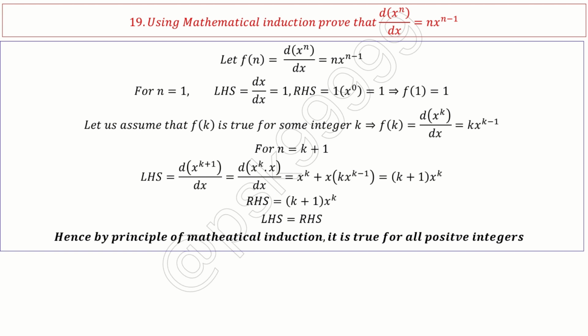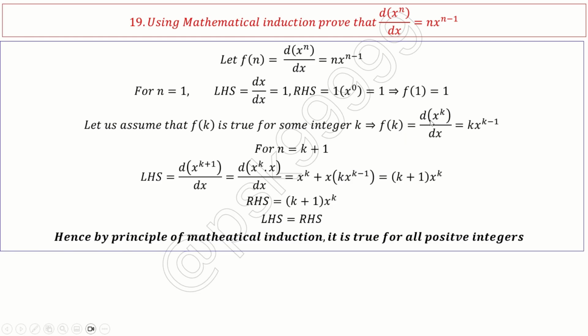mathematical induction is for positive integer values. So first you start with n equal to 1. If n is equal to 1, LHS is nothing but dx by dx, because x to the power of 1 is x, correct? Which is 1. RHS is, n equal to 1, so 1 into x to the power of 0, which is 1. Okay, so f of 1 is equal to 1. Now let us assume f of k is true for some integer k.